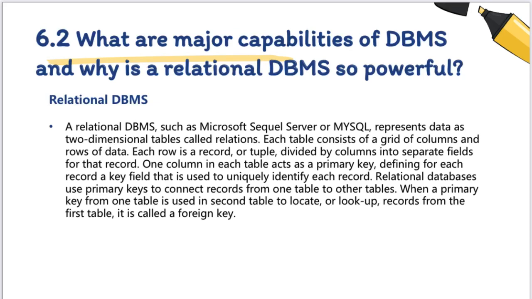Relational databases use primary keys to connect records from one table to other tables. When a primary key from one table is used in a second table to locate or look up records from the first table, it is called a foreign key.